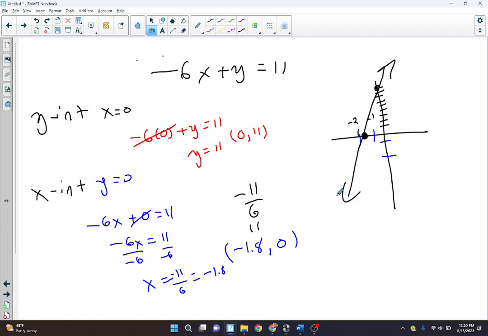Just use your calculator. 11 divided by 6 will be 1.8-ish. It's not exactly 1.8. I think it's 1.8333 repeating or something like that. Okay? All right. Any other questions before I stop the video? Good question.